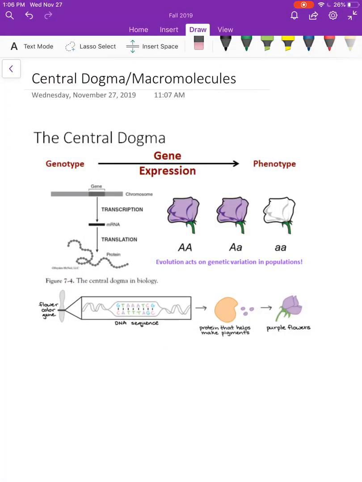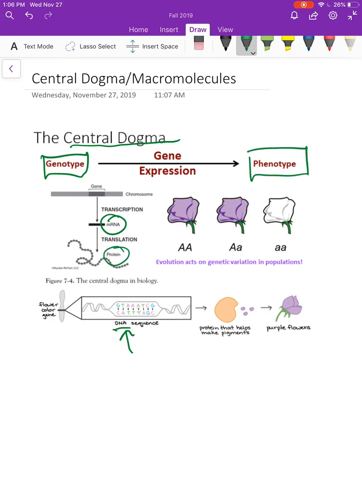Hey guys, so I'm going to go over the central dogma with you today. Basically, the central dogma is that the genotype, or the DNA sequence of a particular gene, is followed by gene expression, and this gene expression results in a protein which causes a phenotype, like the purple or the white pea plant.